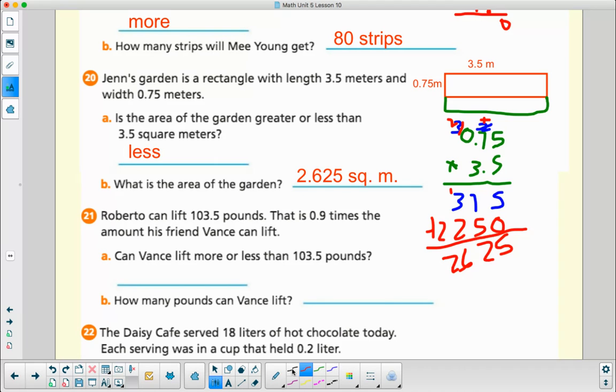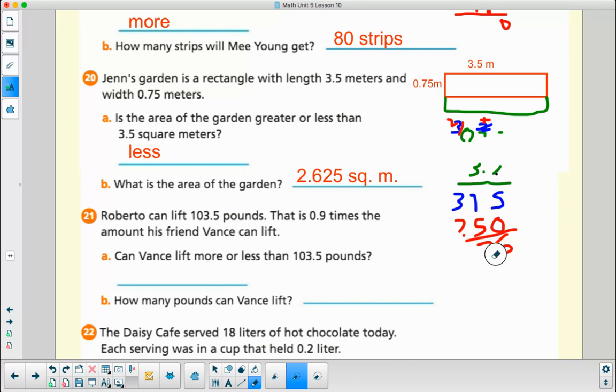And place my decimal. 1, 2, 3 decimal places in my factors here, and 1, 2, 3 decimal places in my product here. 2 and 625 thousandths. So that's correct. I'm going to erase that to get it out of our way before we do the next problem.